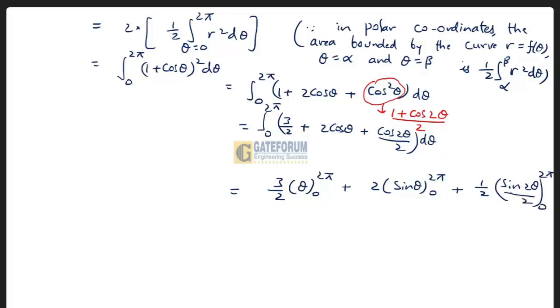Sin of any multiple of pi is 0. So these two terms vanish for upper and lower limits. This is 0 and this is also 0. So finally we are left with 3 by 2 into (2 pi minus 0), which simplifies to 3 pi. Pi value is approximately 3.14, so this simplifies to approximately 9.42. This is the answer. This is the end of the question.